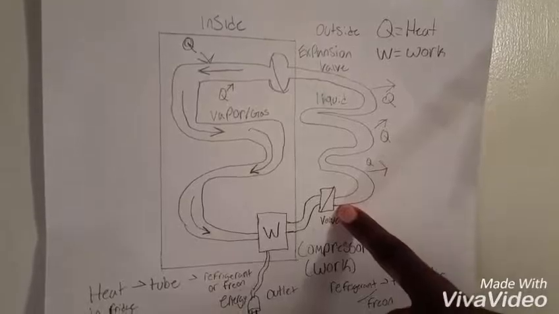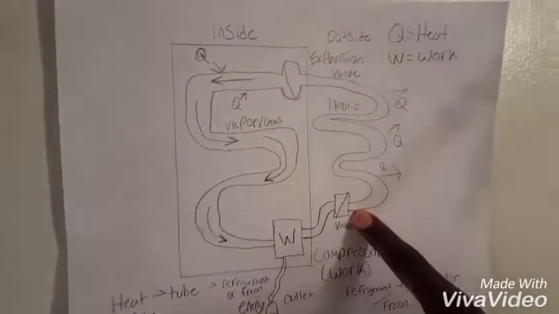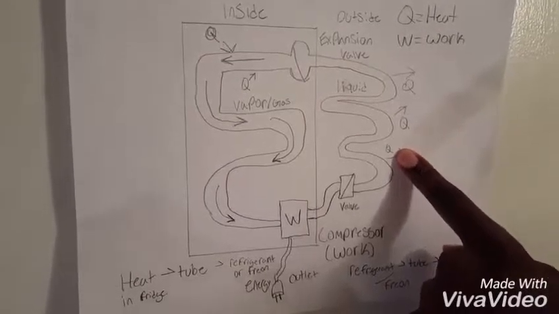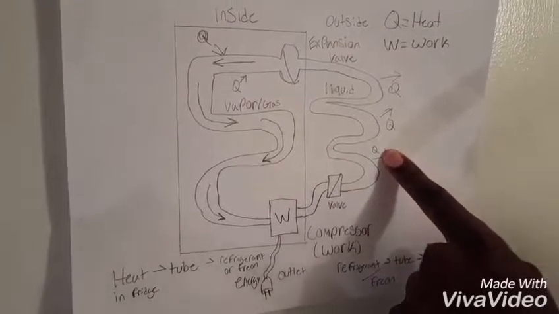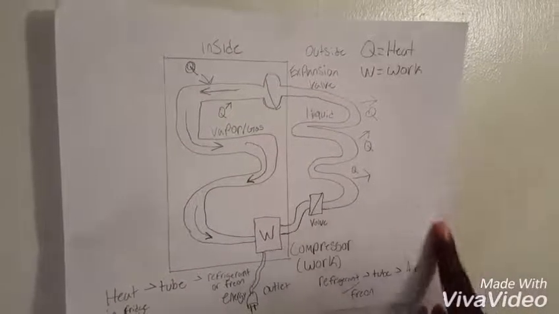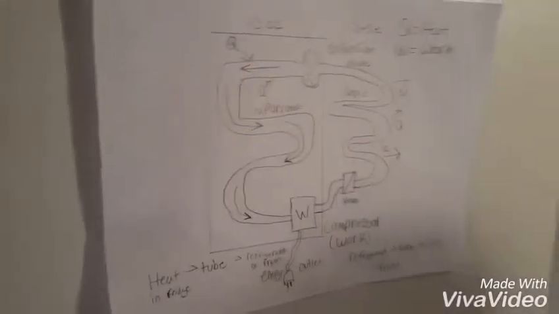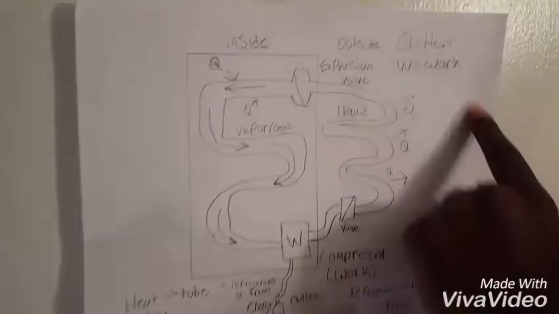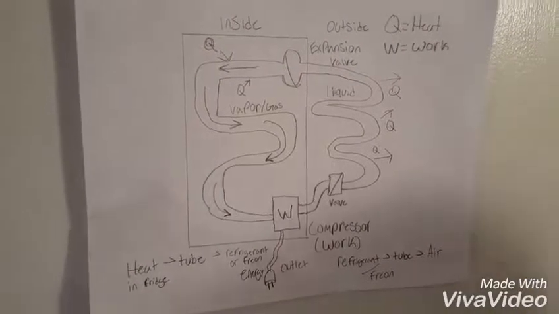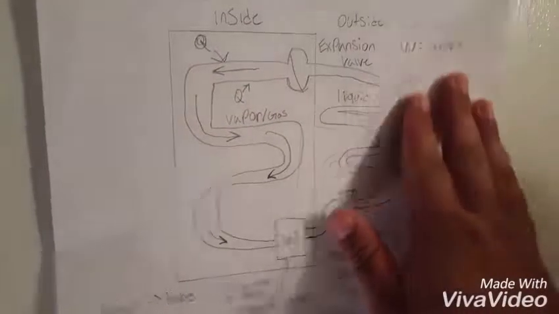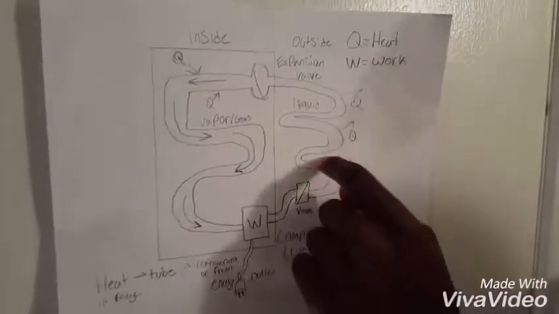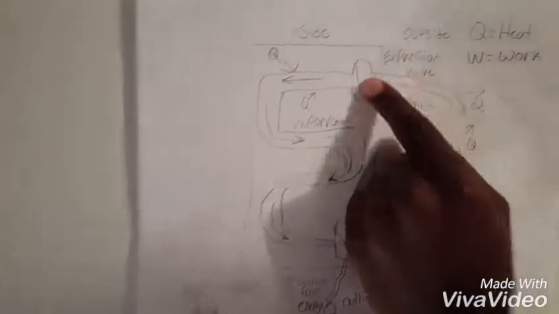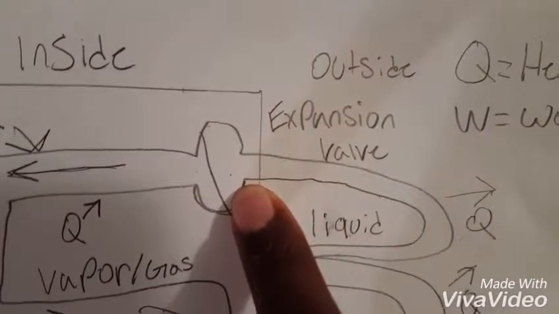From the valve, it will go to the outside of the AC. Heat, or Q, transfers from the Freon to the tube and from the tube to the air, which cools down the Freon and in turn releases heat into the air. This is the air right here. This liquid travels up the tube, all the way to the expansion valve, which is right here.